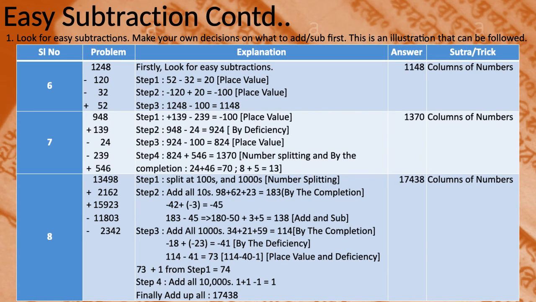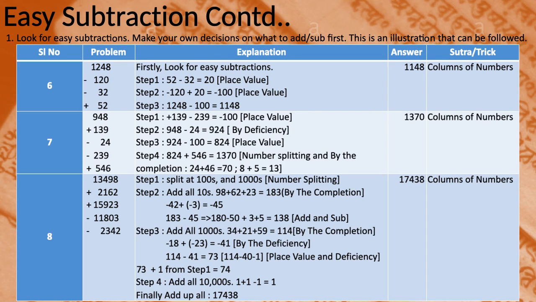Now add up all the numbers that have to be subtracted. 18 and 23, when added up, becomes 41. So from 114 I will take out 41. Again by place value and deficiency we get 73 as the answer: 114 minus 40 minus 1. So 73 is there under the thousands and hundreds place. Remember there was a one slip over from the previous number split, 138. We had to add that 1 to this 73. So it becomes 74.